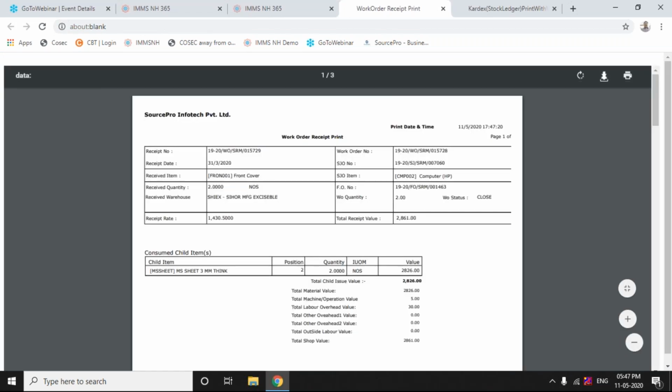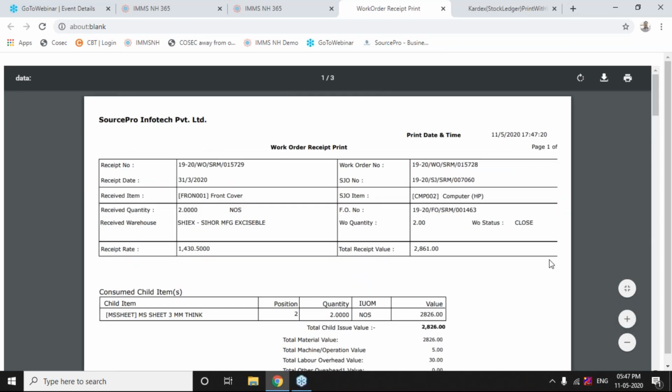See, as you can see, this gives exhaustive information. What was the sheet? This is the work order receipt number. Is it more readable now? 15721, right? For work order number 15728 for SGO number so and so, item SGO key so and so. This is the lower level item called front cover. You needed two quantities, and from this warehouse this was received.